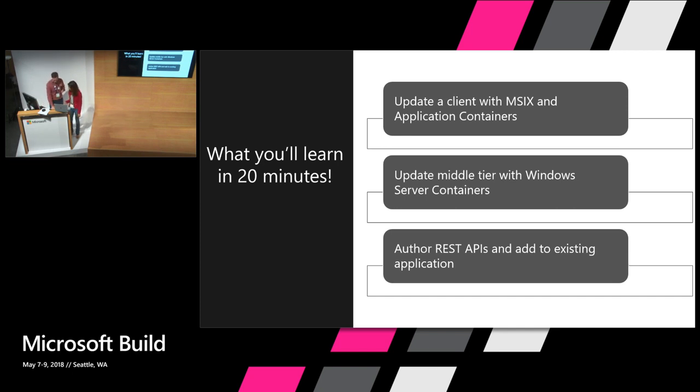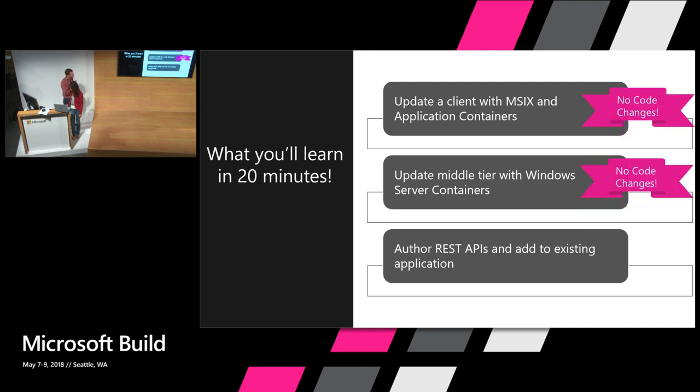Oh, another thing to remember, because of MSIX, because of containers, 2 of these steps do not involve any changes to the existing client code, right? You don't have to touch that code. And so really with MSIX on the application side and Windows Server containers on the middle tier, you can modernize it without actually touching your code. And lastly, we talk about adding new functionality to the application, usually through REST APIs. That's where a lot of people are investing in their public surface area for modernizing their applications.